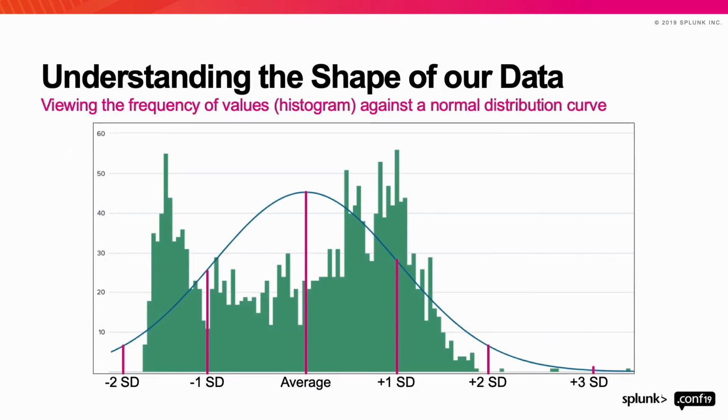The intuition behind that is understanding the shape of your data. What I would always recommend before you do any sort of outlier detection is to see what your data looks like as a histogram. That's what we're looking at here. That same data set that we just looked at in the last three charts, as a histogram.